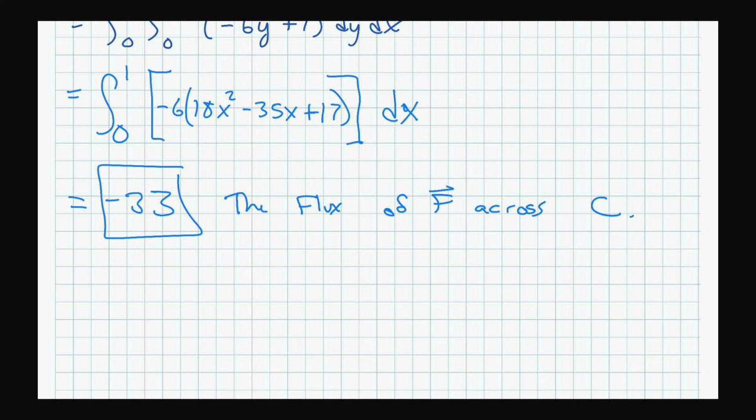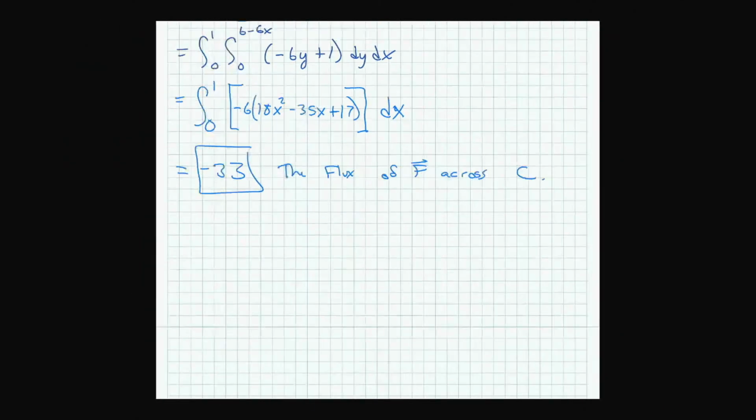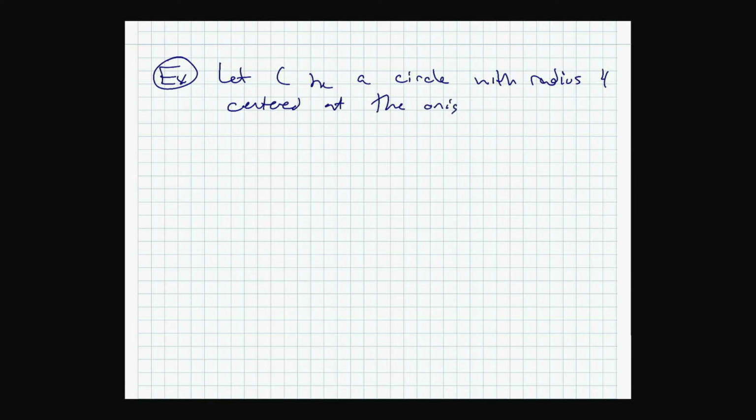Occasionally, you can find a function where you can have problems where you would like to do polar coordinates, that kind of thing. Maybe we'll do one of those. Again, this is off the homework. Let C be a circle with a radius 4, centered at the origin, traced counterclockwise.